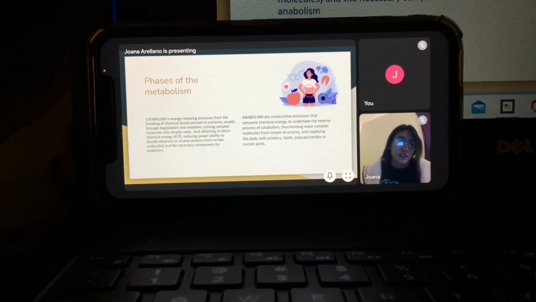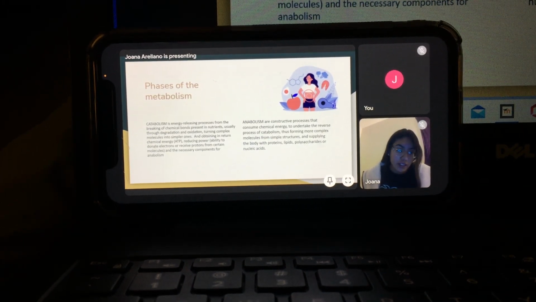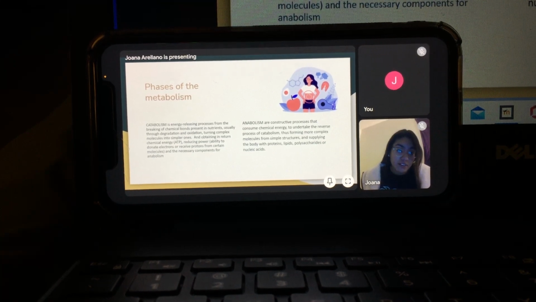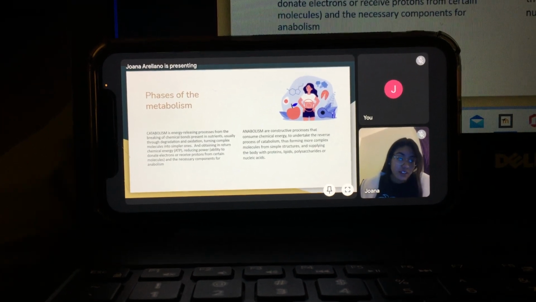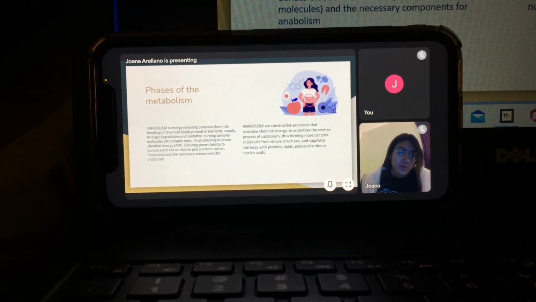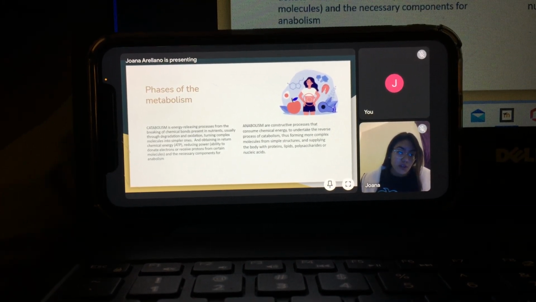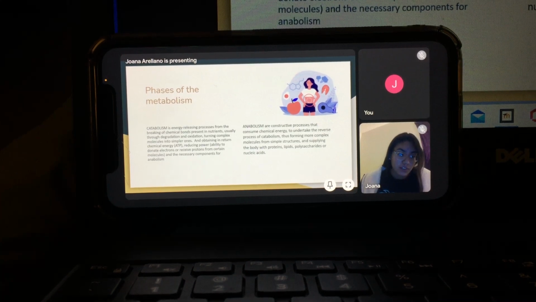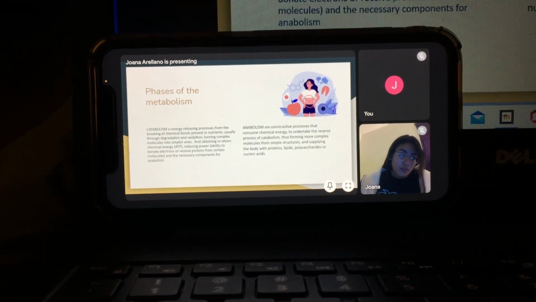The phases of the metabolism are two. One is catabolism, energy-releasing processes from the breaking of chemical bonds present in nutrients, usually through degradation and oxidation, turning complex molecules into simpler ones, obtaining in return chemical energy called ATP, reducing power, the ability to donate electrons or receive protons from certain molecules, and the necessary components for anabolism.